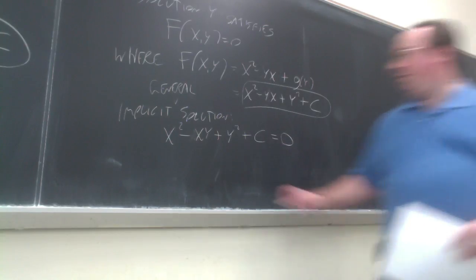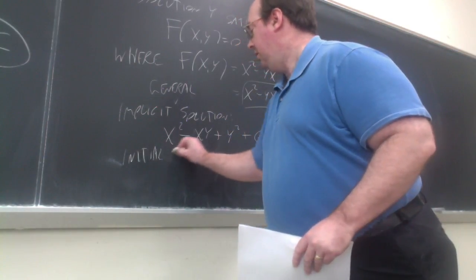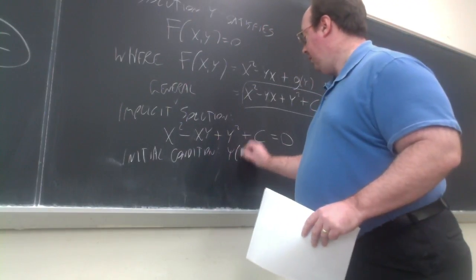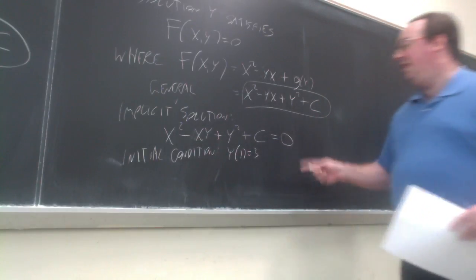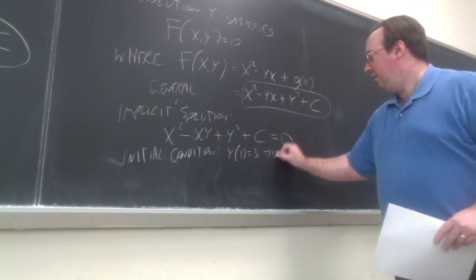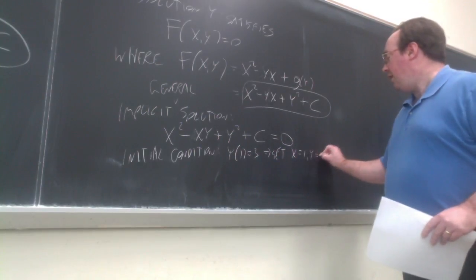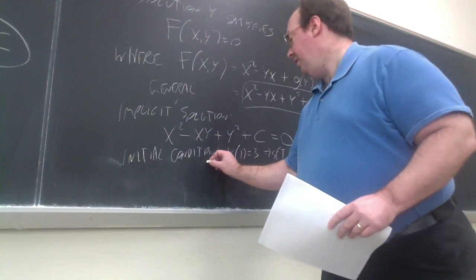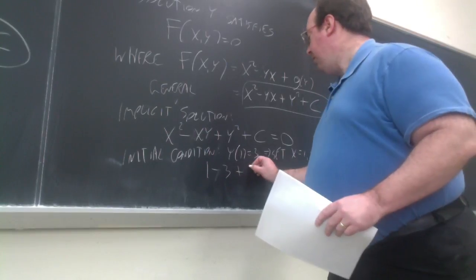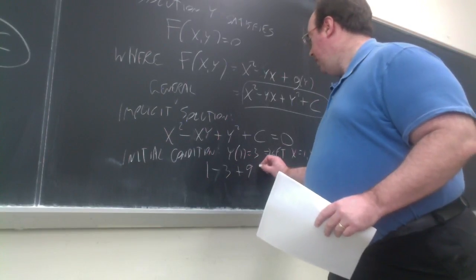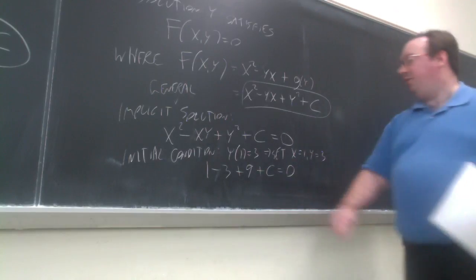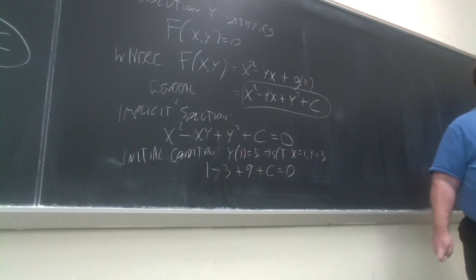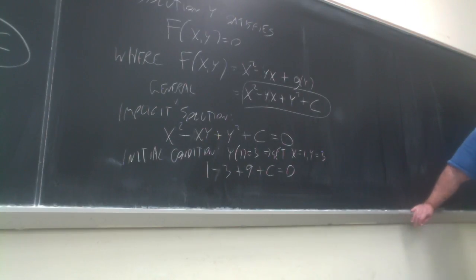Okay. So, the initial condition says that y of 1 is equal to 3. So what we do is we set x equal to 1 and y equals 3 in this equation. And we use that to solve for c. So we have 1 minus 3 plus 9 plus c is equal to 0. So what is c? Yeah.